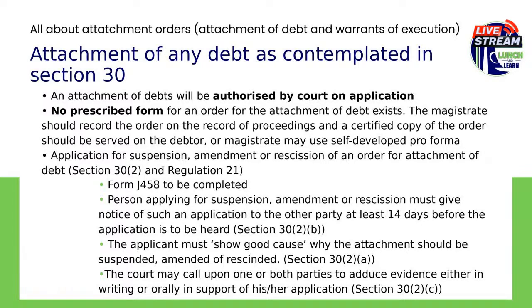It's not like an emolument attachment order or garnishing order or warrant of execution, where there's a prescribed form. So the magistrate would just, on the record of the proceedings, make a note thereof. Obviously, for example, which we had in my matter, where the builder had to pay the money over, he could also bring an application for the suspension or the amendment or the rescission of that attachment of debt order. There's a certain form that needs to be filled in, the J458, and then he needs to show good cause why the attachment should be amended or rescinded.